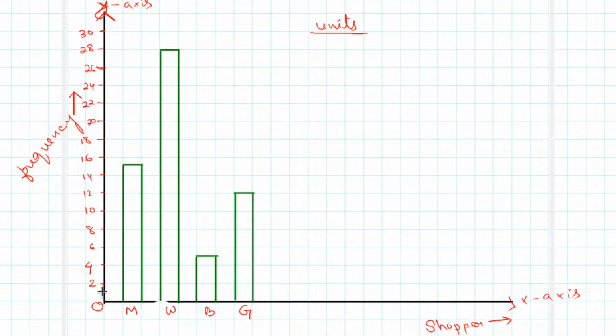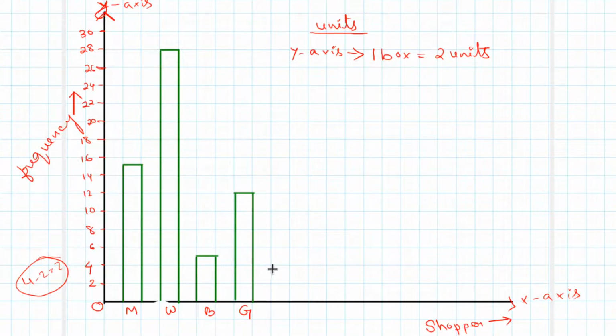But along the y-axis we have used a unit. So what unit have we used? One box, we have taken as 2 units. So we will write one box equals 2 units. If you consider this particular box, the second box, it is between 2 and 4, that means 4 minus 2 equals 2. So that's why one box is equal to 2 units. This is our unit for this particular bar graph. Hope you have understood this.